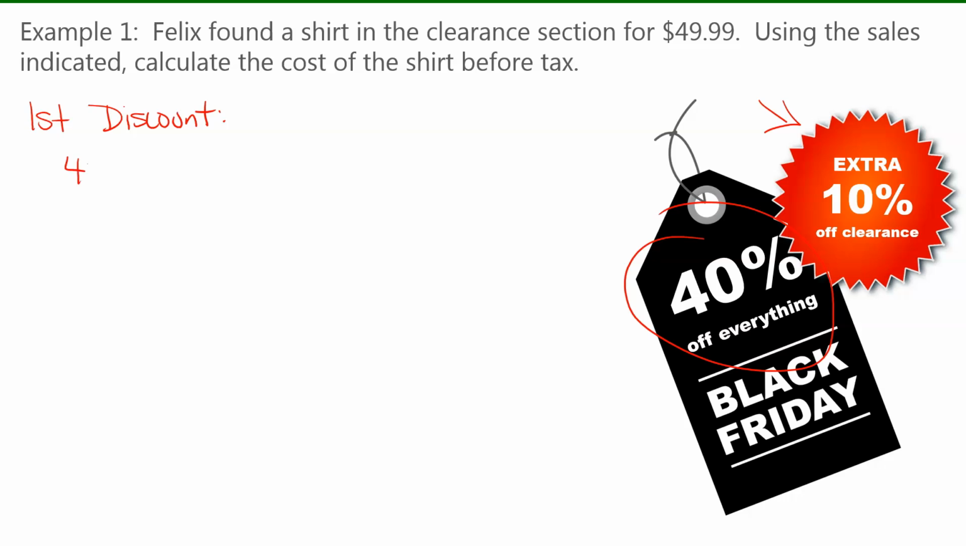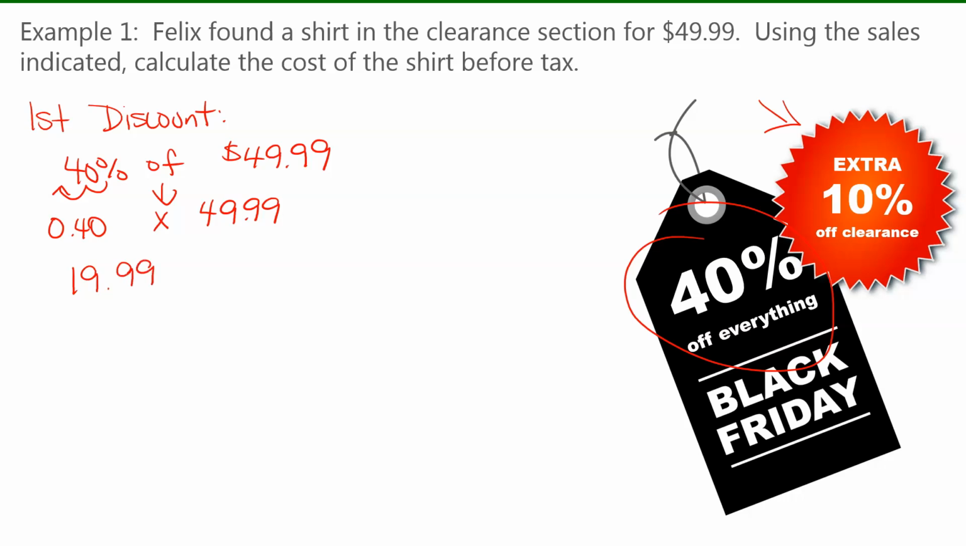We need to find 40% of $49.99. We change our 40% to a decimal. We get 0.40 times $49.99. When we use our calculators, we get 19.996. And if we keep in mind that we're only allowed to have two decimal places, that 6 will round the 9 previous to that up. So 19.996 becomes $20. So that means we save $20.